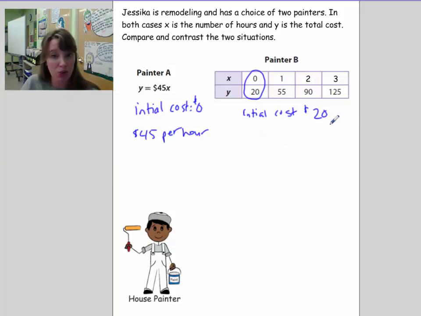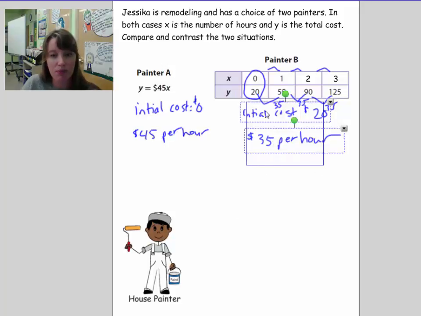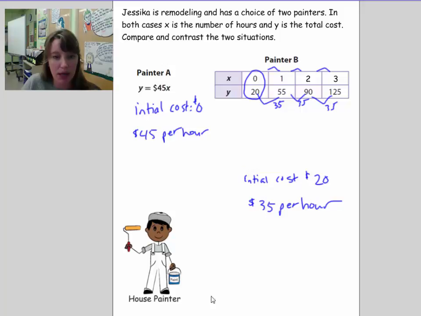So their initial cost is $20, but then their per hour cost is a little bit different. Their per hour cost is $35 right here. So the increase is $35 every time the hour increases by 1. So it's $35 per hour. Now, let's move these words down here so I can add some stuff to my table.